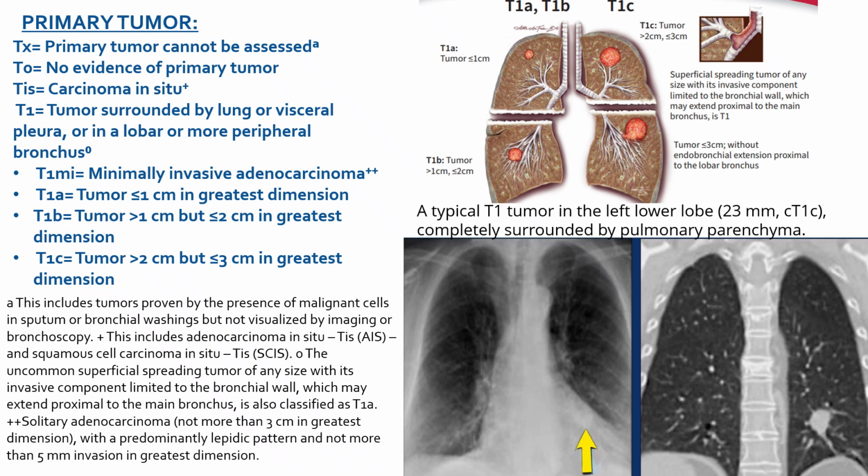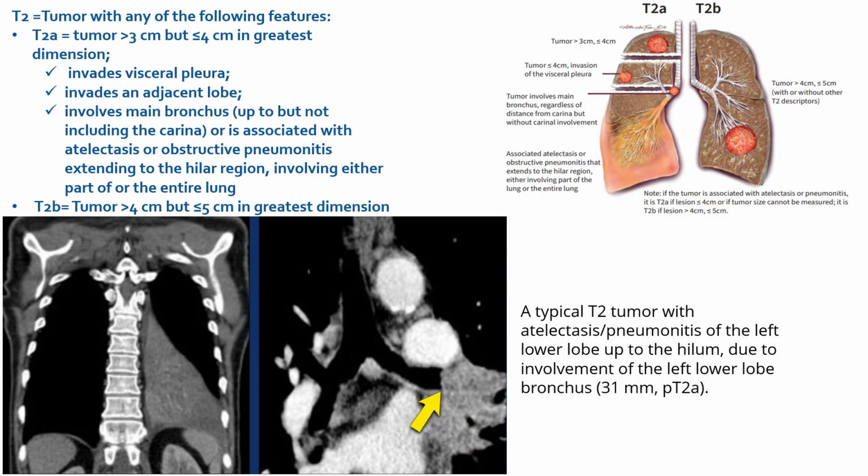It's subdivided into T1MI, which is minimally invasive adenocarcinoma, T1A, tumor size less than 1 cm in greatest dimension, T1B, tumor more than 1 cm but less than 2 cm in greatest dimension, T1C, tumor more than 2 cm but less than or equal to 3 cm in greatest dimension. Then comes T2, which comprises of tumors between more than 3 cm and less than or equal to 5 cm size.